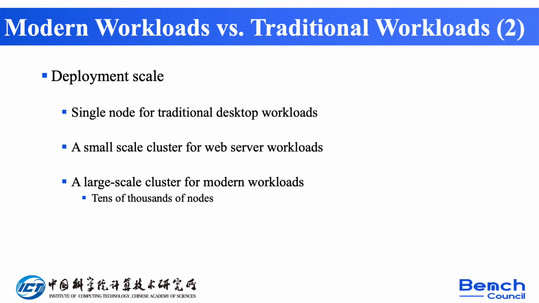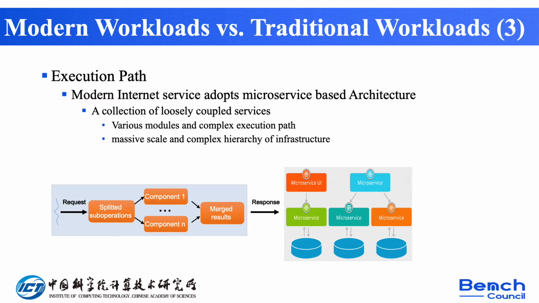And this slide shows their differences from the perspective of deployment scale. Modern workloads are mainly deployed on a large-scale cluster that contains tens of thousands of nodes. From the perspective of execution paths, modern workloads usually have longer and more complex execution paths than traditional ones. For example, modern internet service providers employ AI to augment their services and adopt a microservice-based architecture. Thus, the permutation of dozens of microservices constructs the whole lifecycle and the critical path of industrial applications.